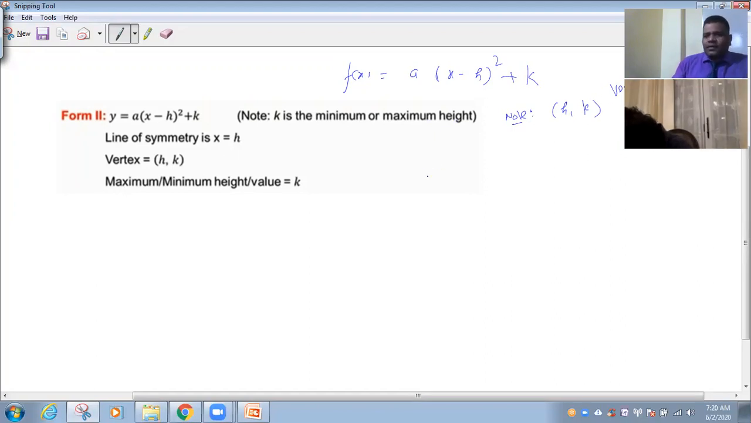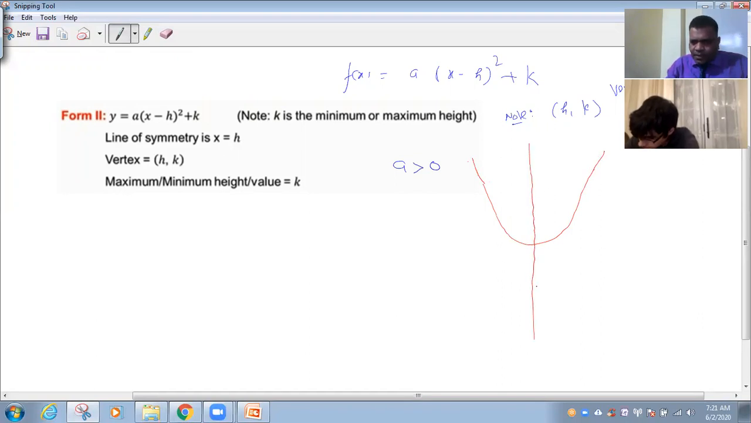Like the previous case, if a is positive, the parabola will open up. And this line is the axis of symmetry. And obviously this is going to be the vertex, and the coordinate of the vertex is h comma k. And this is your function f of x equals ax squared plus bx plus c. And here I assume a is positive.